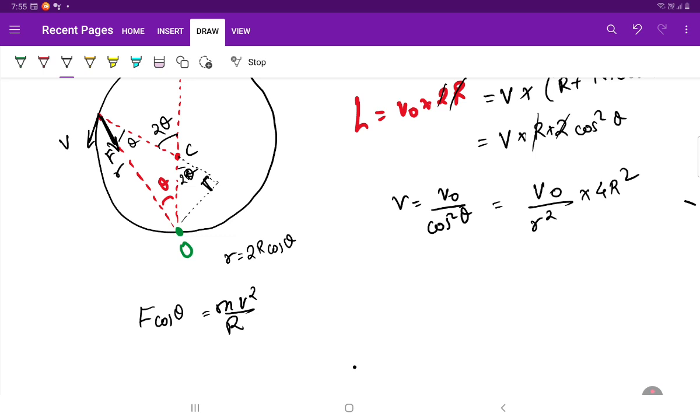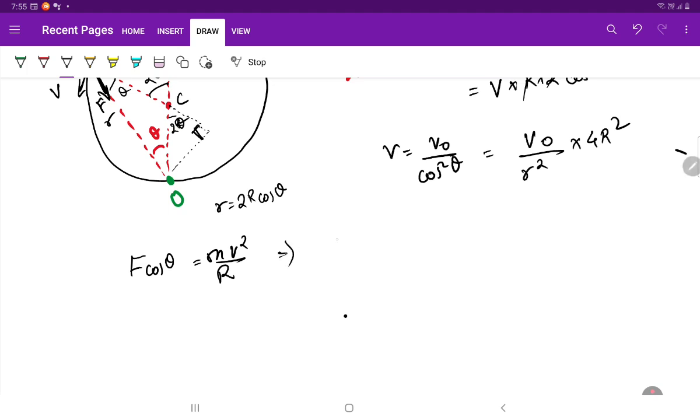Now cos theta is again small r by 2 capital R. Hence we'll get F is equal to 2 into capital R by small r into m by capital R, times v square, which is v naught square by 16 R to the power 4 by small r to the power 4.